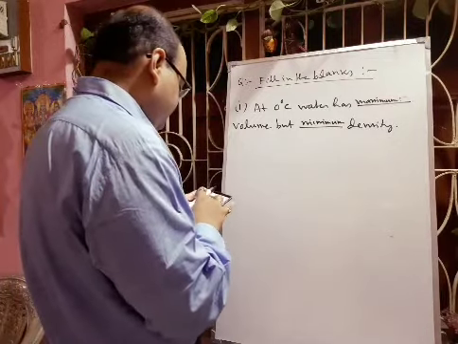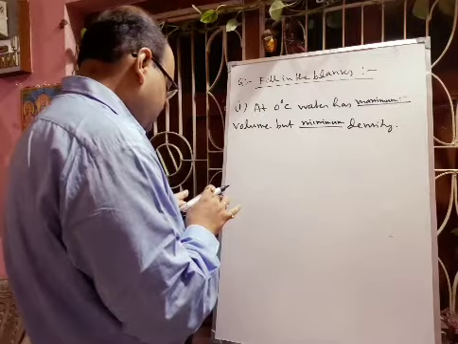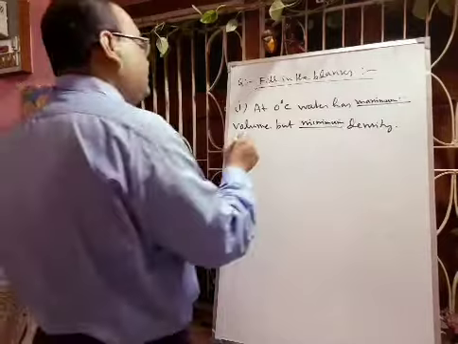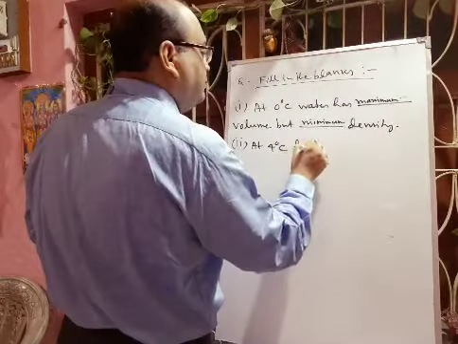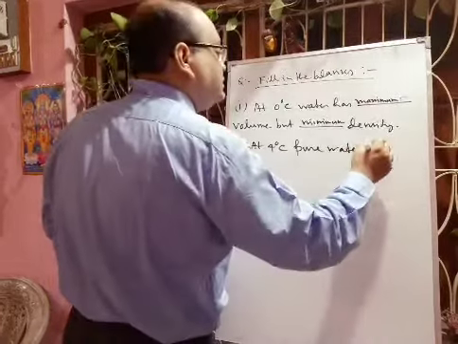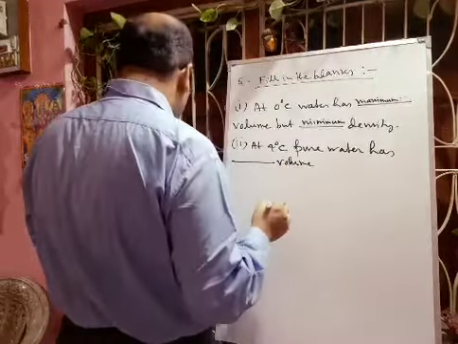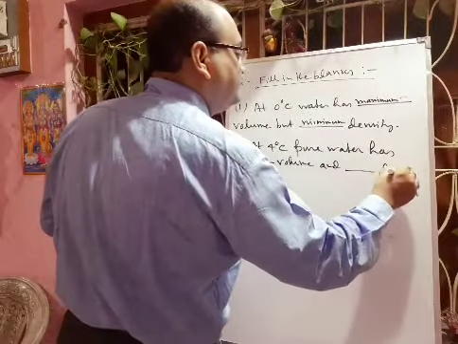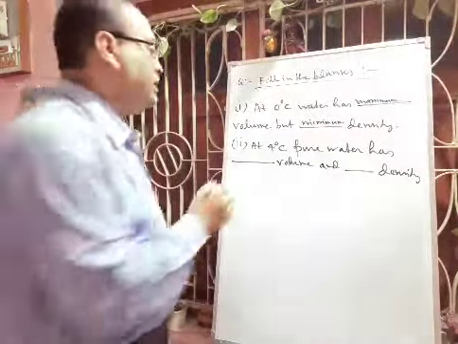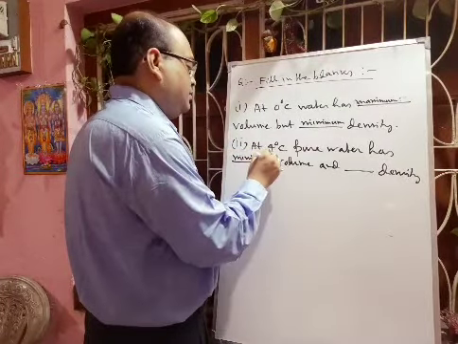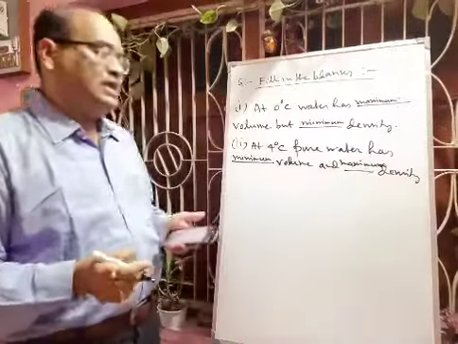Next question given: at 4 degree centigrade, pure water has dash volume and dash density. So in this case, you have to write that at 4 degree centigrade, pure water has minimum volume and maximum density. Actually at 4 degree centigrade, water has the highest density.